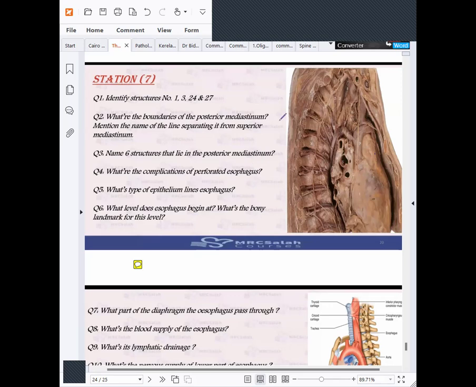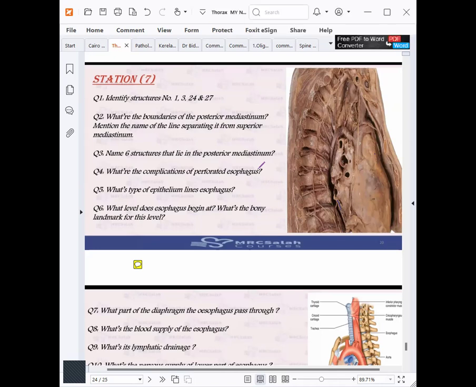Okay. And number 3, you say this is the splanchnic nerve. Mainly they are forming, this is number 3. These are forming the greater splanchnic nerve. So you can say number 3 is the branches of the sympathetic trunk forming the greater splanchnic nerve. Yes. And 27 is the sympathetic trunk with ganglion.